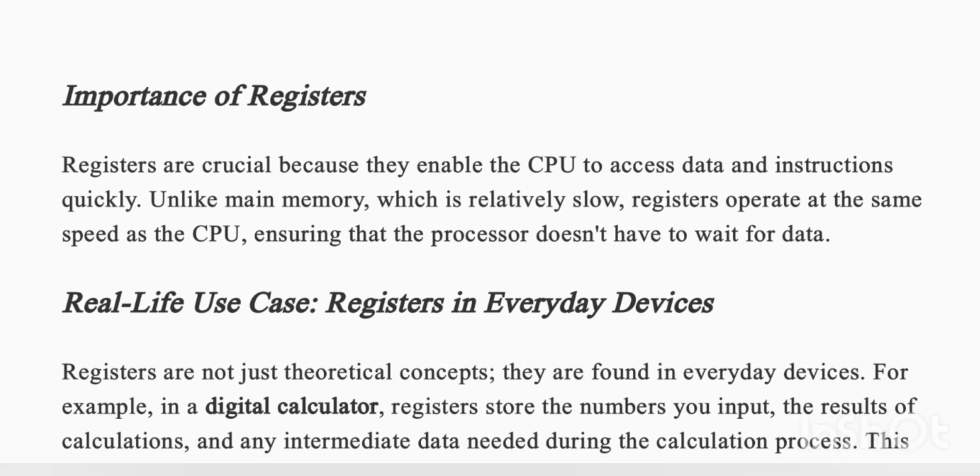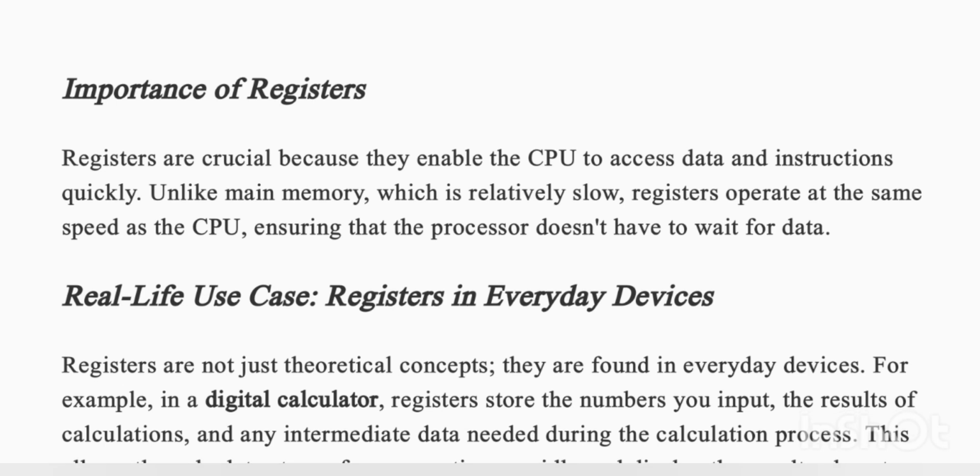Importance of registers. Registers are crucial because they enable the CPU to access data and instructions quickly. Unlike main memory, which is relatively slow, registers operate at the same speed as the CPU, ensuring that the processor doesn't have to wait for data.